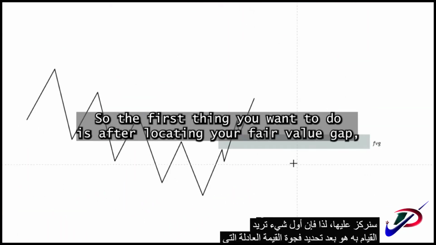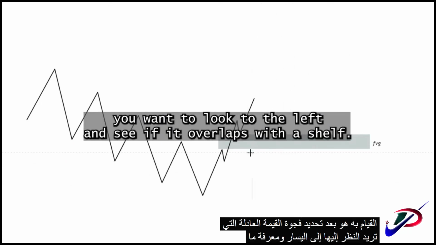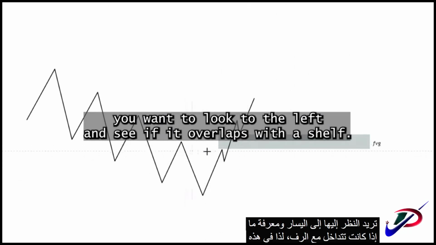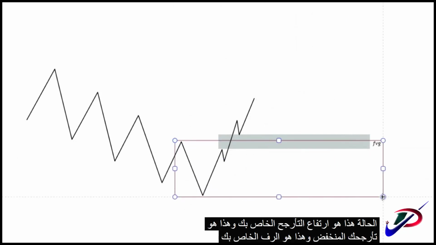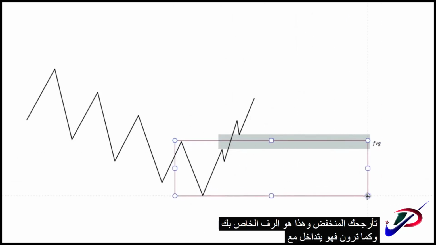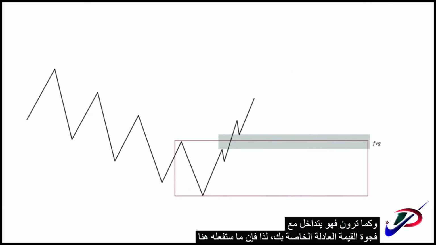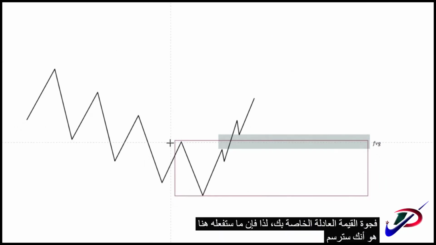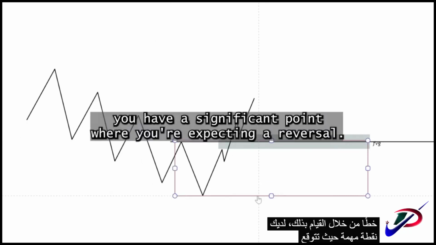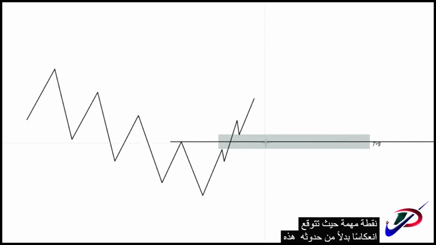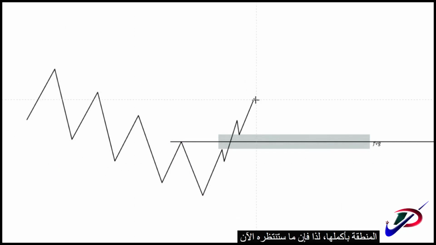So the first thing you want to do is, after locating your fair value gap, you want to look to the left and see if it overlaps with a shelf. So in this case, this is your swing high, and this is your swing low, and this is your shelf. And as you can see, it overlaps with your fair value gap. So what you would do here is you would draw a line. By doing this, you have a significant point where you're expecting a reversal instead of having this entire area. So what you would be waiting for now is for price to approach this area and reject.